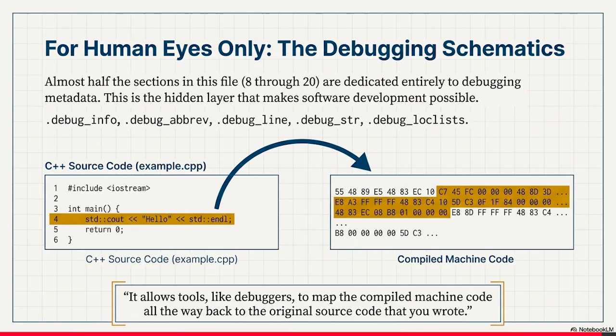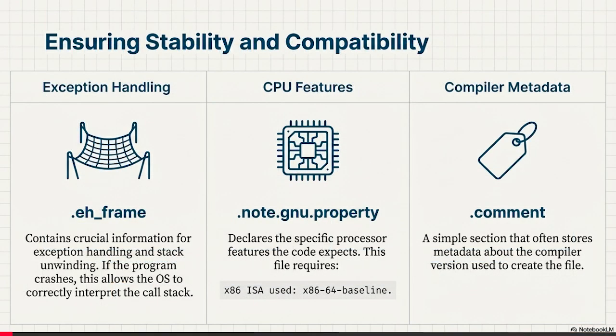Okay, moving past the debug info, there are a few other essential system components that ensure stability and identify the execution environment. Right, we find sections that define the operating characteristics. For instance, .eh_frame contains crucial information for exception handling and stack unwinding. If your program crashes, this metadata allows the OS to correctly interpret the call stack and show you where things went wrong. It's vital for system stability.